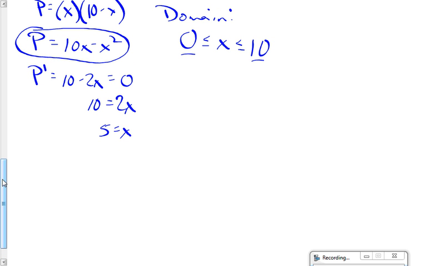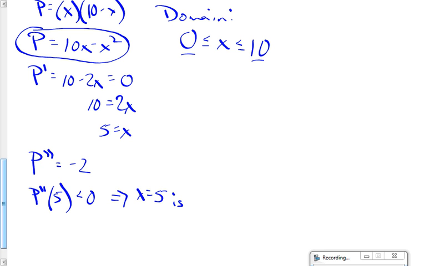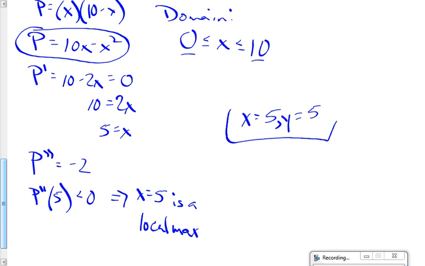You can do the candidate theorem. You could do the first derivative test. You can do the second derivative test. My favorite, if you can do it, is P double prime. P double prime is -2, right? So P double prime of 5 is less than 0, which implies that x equals 5 is a local maximum value. And on that closed interval between 0 and 10, there's no other place that's going to be bigger. So x equals 5 and y equals 5 is your solution to that problem.